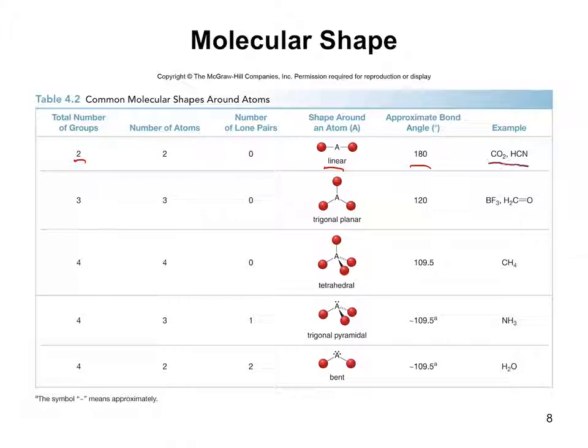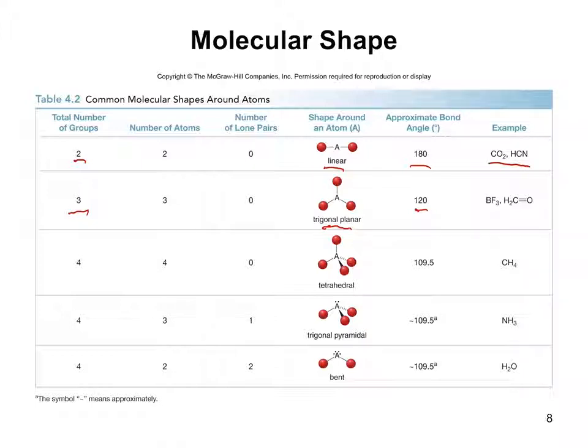And here's a couple of examples if you want to draw those out. And then we saw an example when you have 3 total groups, and that gives us our trigonal planar with a 120-degree bond angle. So again, we saw that example, and that's always going to be the case.